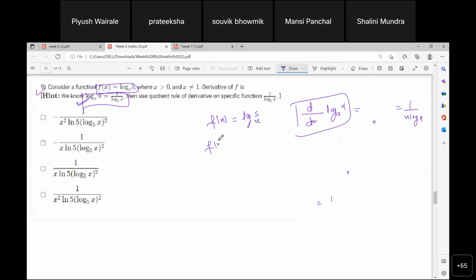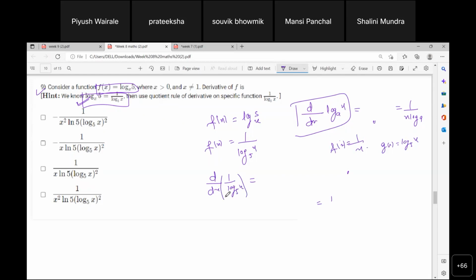So my f of x will be 1 upon log of x to base 5. Now I want to differentiate this particular function. Can anyone tell me what should be the differentiation of this? This is basically a composite function of 1 upon x, and then g of x will be log of x to base 5, and this is my f of x, right? So what do I have to do? How to take the derivative of this?